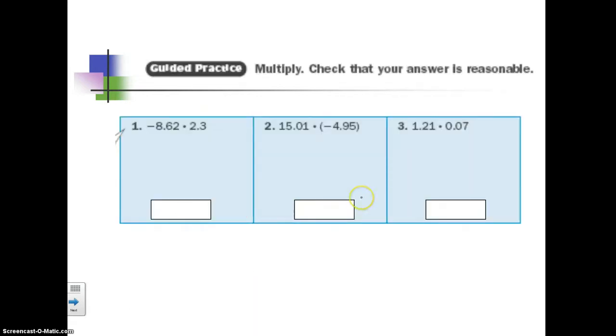Please pause the video and try 1 through 3. It might be easier for you to set up the problem vertically. Remember, do not line up decimal places. And ignore the negative until the end. Remember, if it's the same sign, it has a positive answer. If it is different signs, it has a negative answer.